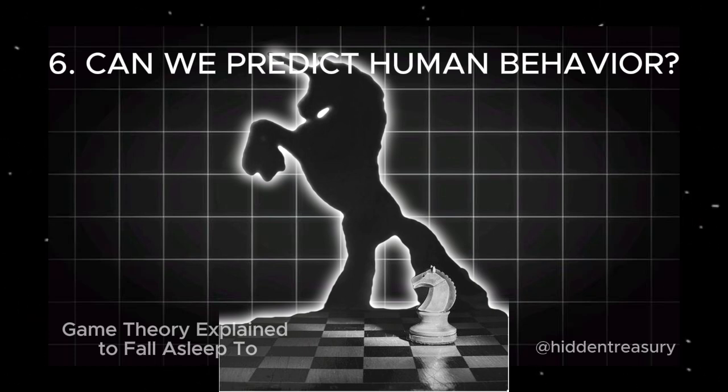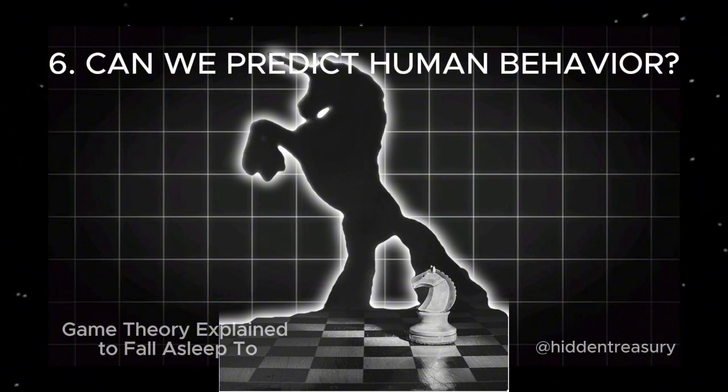Another issue is that many models rely on complete information, the idea that everyone involved understands the rules, knows the stakes, and is aware of everyone else's options. But in most real-life situations, that just isn't true. People work with partial knowledge, make guesses, or misread intentions. A decision that seems irrational may simply be based on missing or misunderstood information.